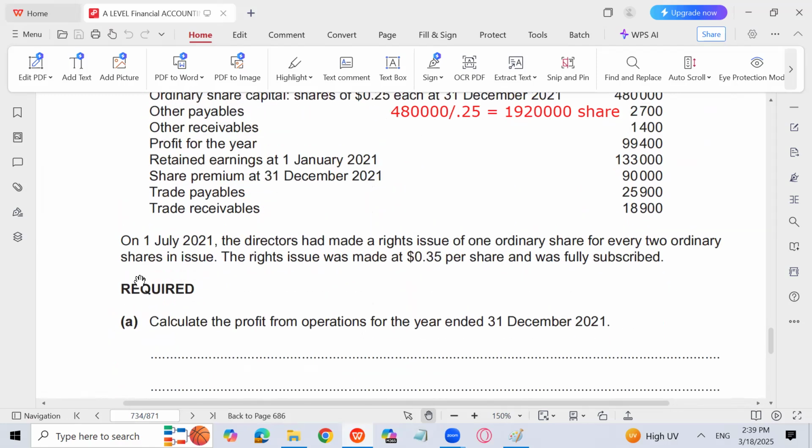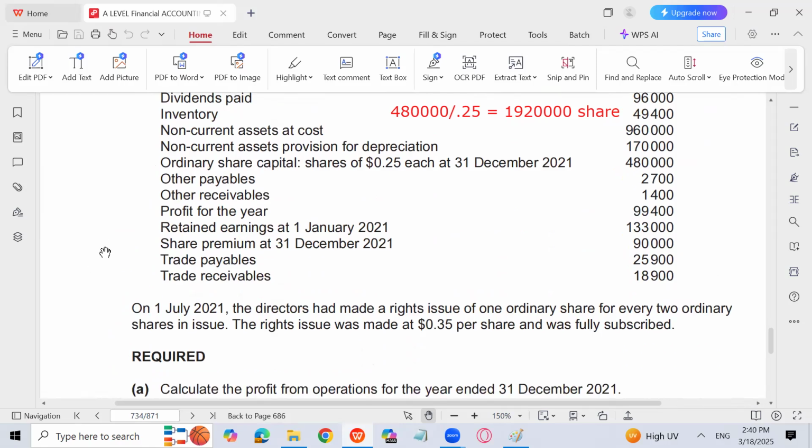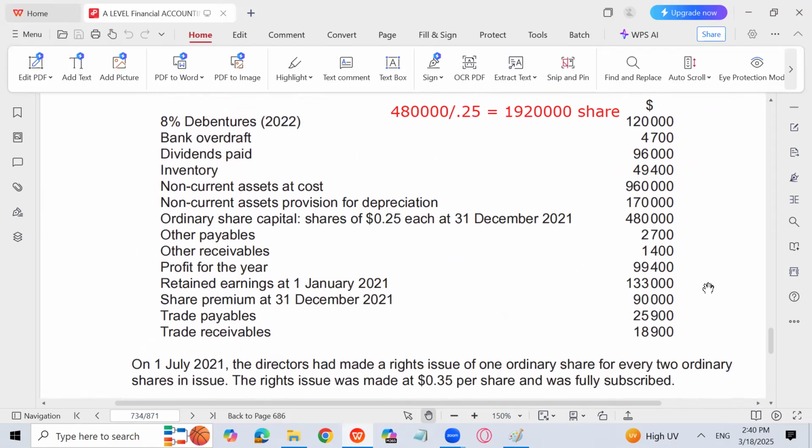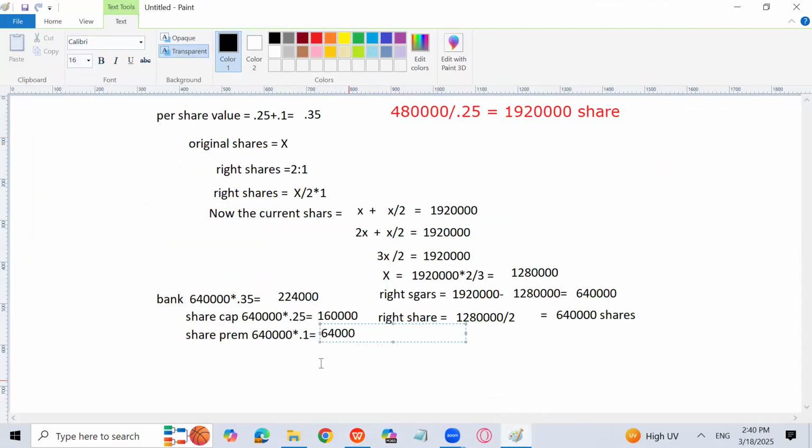Calculate the profit from operation for the year. But a profit for the year is given in the question. That is 99,400, and you have to add debenture interest, because we know that from profit from operation we will subtract less finance cost, which is 1,20,000 into 8%, that is 9,600. So we can easily get profit from operation. Let me calculate here.